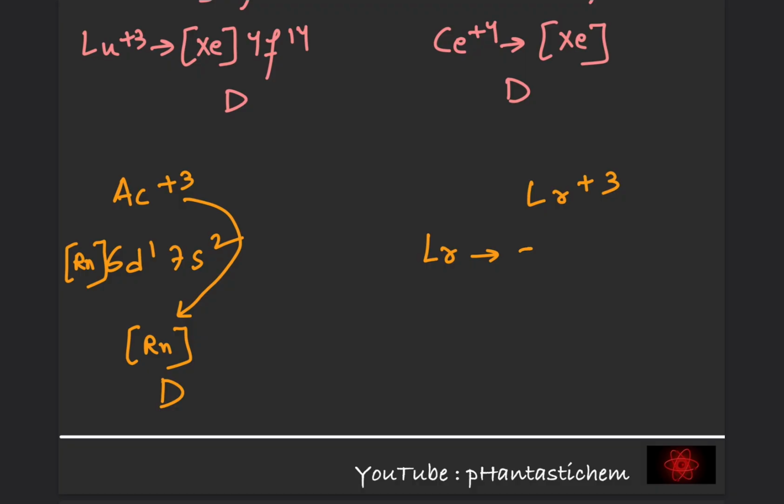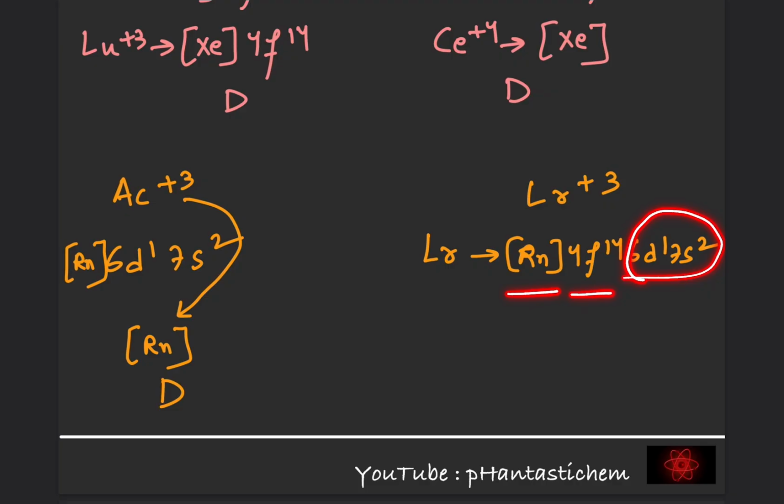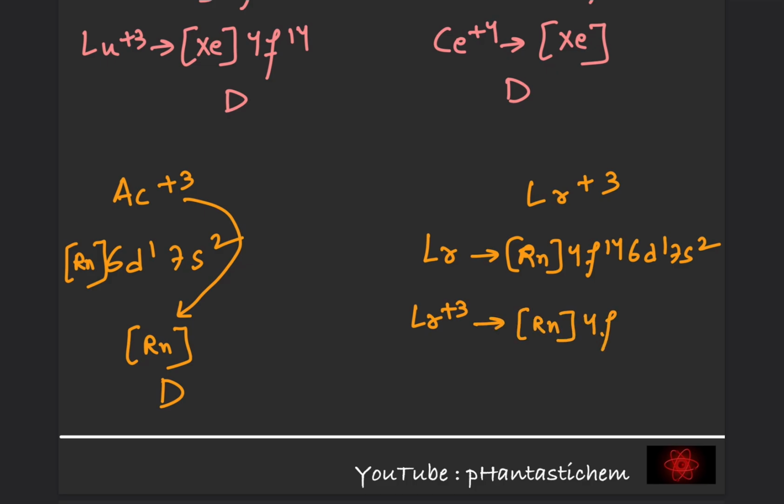The configuration of lawrencium is radon core, 4f14, 6d1, 7s2. Therefore, for lawrencium+3, we remove these 3 electrons. So we'll be left with radon core and a completely filled 4f orbital in which electrons are completely paired. So therefore, this is also going to be diamagnetic. So lawrencium+3 will look something like this. So therefore, this is also diamagnetic.